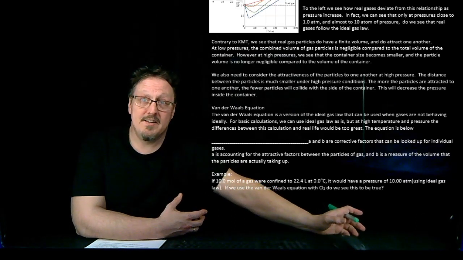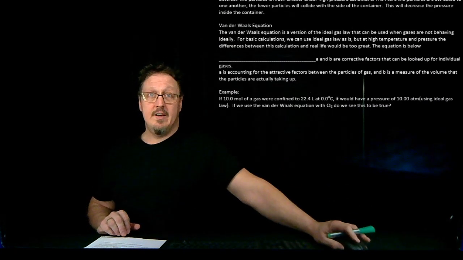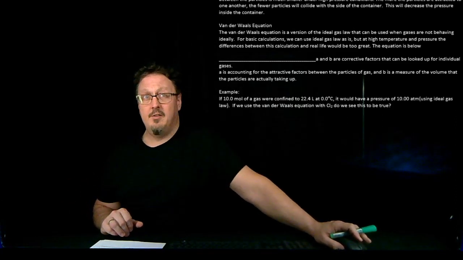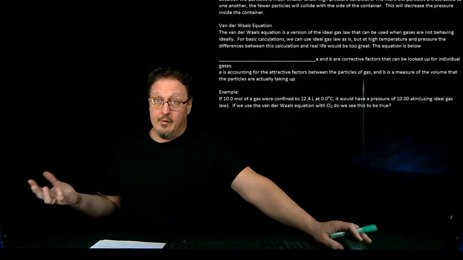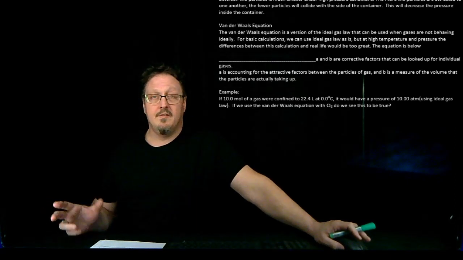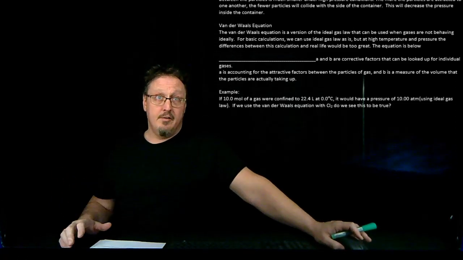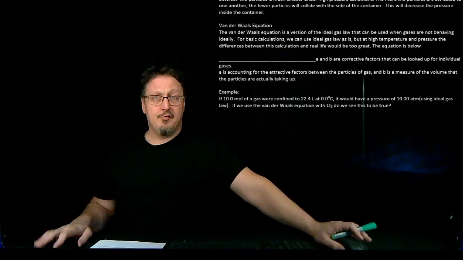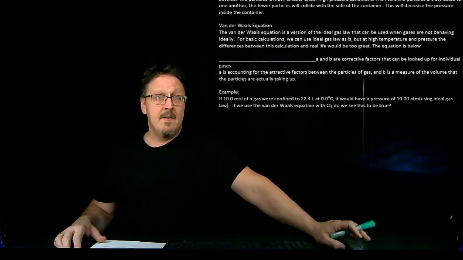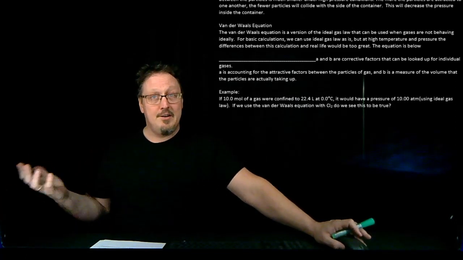What's interesting is that there is a way we can do that, by using something called the van der Waals equation. The van der Waals equation is a version of the ideal gas law that we can use when gases aren't going to behave ideally. If I'm just doing a quick, easy calculation to get a guess, I can use the ideal gas law. But if I'm working in an industry where it matters and I'm going to be under really high pressures or really high temperatures with a series of gases, and the pressure I'm trying to calculate is important for the way I'm building my structure, the ideal gas law is not going to cut it.